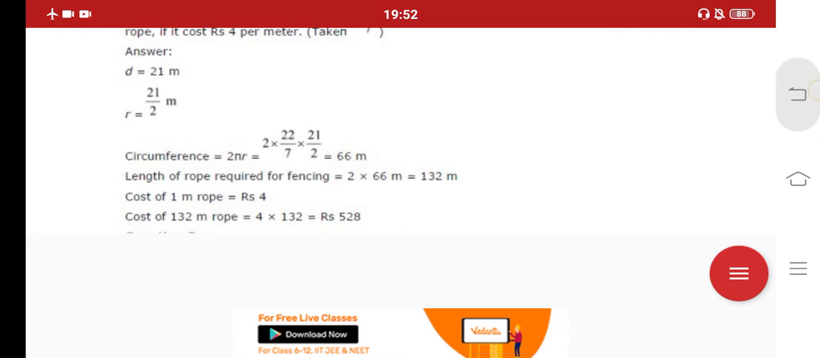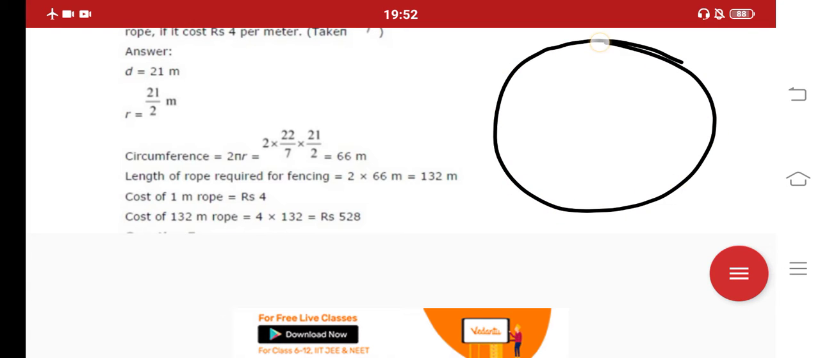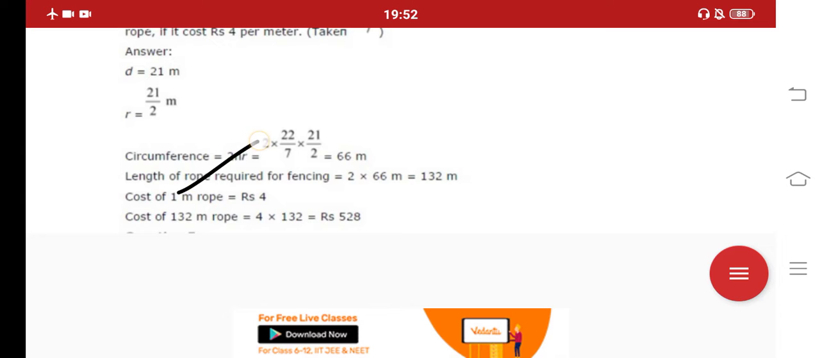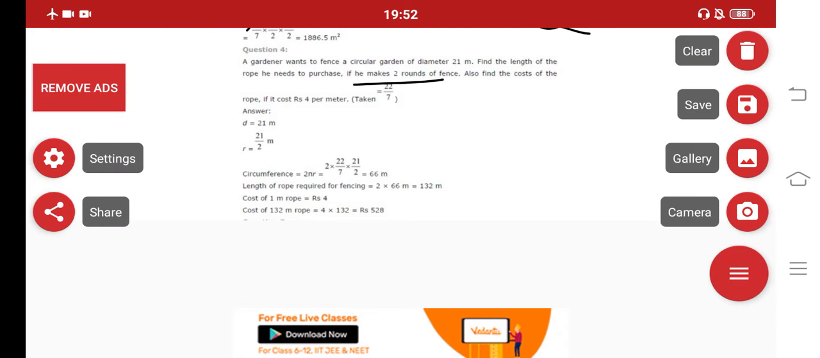So for total fencing we need 132 meter of rope, but for 1 meter the cost is given as rupees 4. It means the rope costs rupees 4 for 1 meter. So how much do 132 meters of rope cost? We will multiply 132 by 4. So we are getting 528 rupees. So this is how we have completed our question number 4.